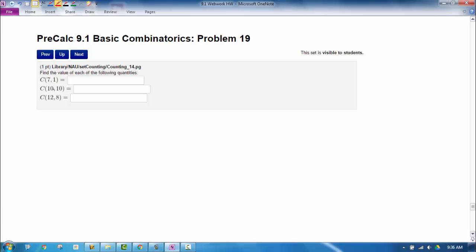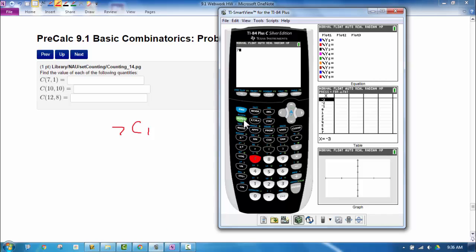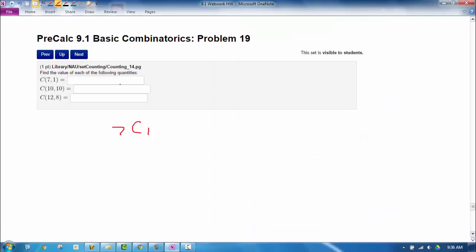Okay, the next problem wants you to do 7 choose 1, 10 choose 10, 12 choose 8, which, like I said, I usually write like this. But we can do that right in the calculator. Just do 7 and then hit math. Scroll over to probability, scroll down to choose. Again, you probably already know this, but hit 1, that gives you 7. And if you do the same thing, you get 1 for this one and 495 for the last one.